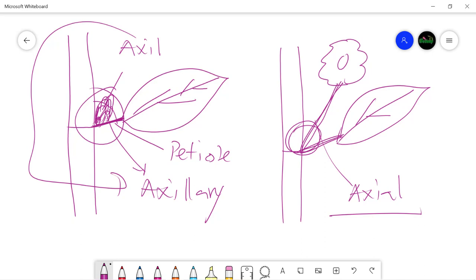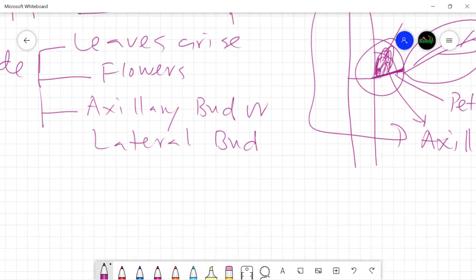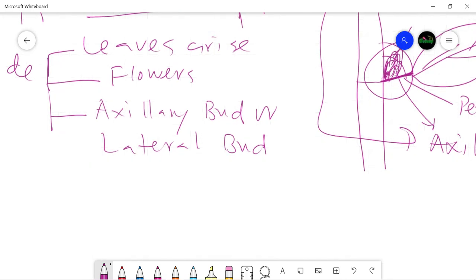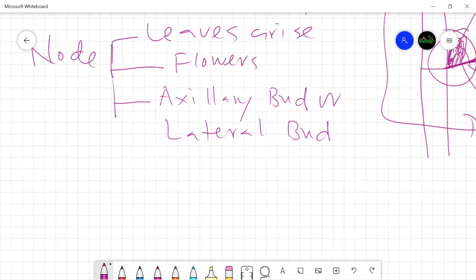But anyway, since it's a flower, this is a bract, and the flower is arising in the axil of the bract, in the upper angle between the bract and the stem. So this is known as axil. An axil may bear one bud, or it may bear more than one bud. That will be discussed in the portion of the chapter on buds. So more about that in the discussion on buds.